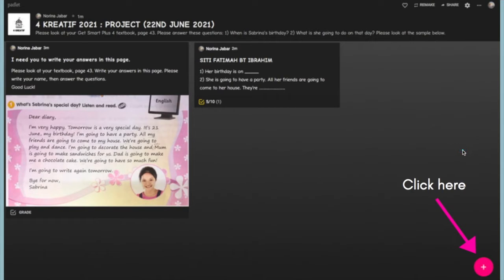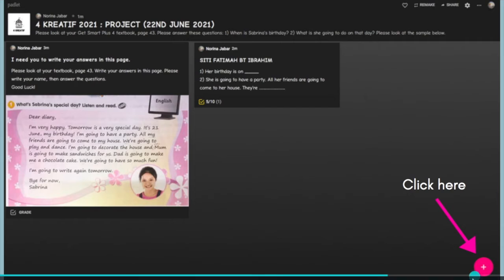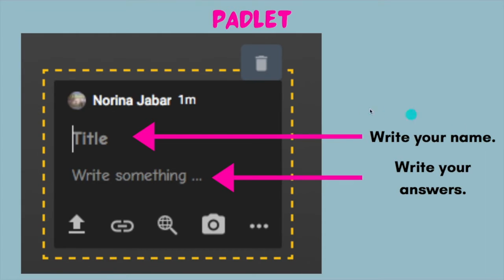Next, when you click enter, when you type in the address in the URL address bar, this page will come out. When you see this page, the question I posted here already, and you can see the title of the page is For Creative 2021, Project 22nd June 2021. So to post your answer, click the pink button here, the plus button here. Click here. When you click, this thing will appear. Let me show you closer. Okay, this thing will appear.